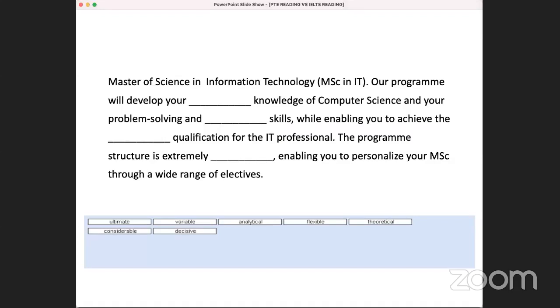These are the different options that we have. So let's start with the first one. Master of Science in Information Technology, MSc in IT. Our program will develop your blank knowledge of computer science. What kind of knowledge will that be, guys? What do you think is the correct response here? Is it ultimate knowledge, variable, analytical, flexible, theoretical, considerable, or decisive?